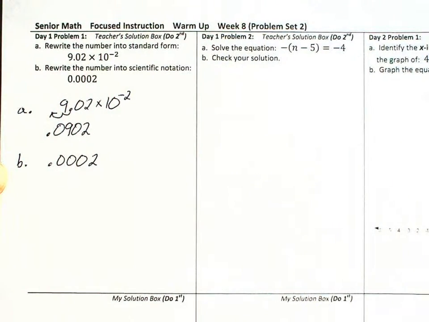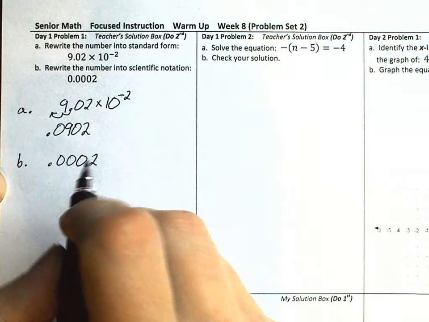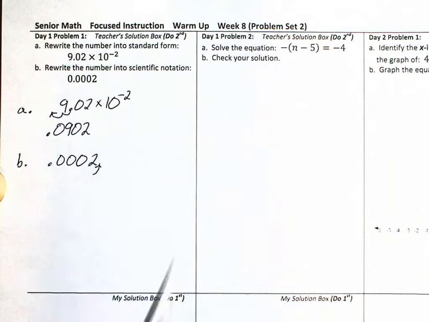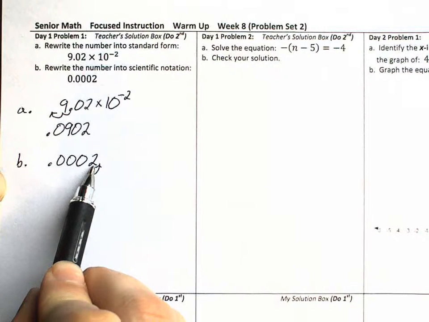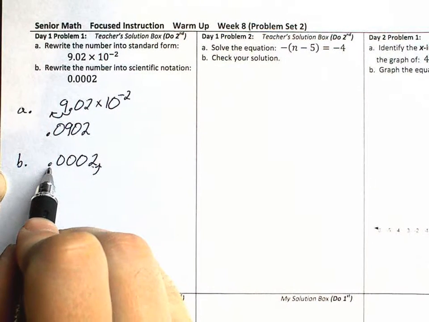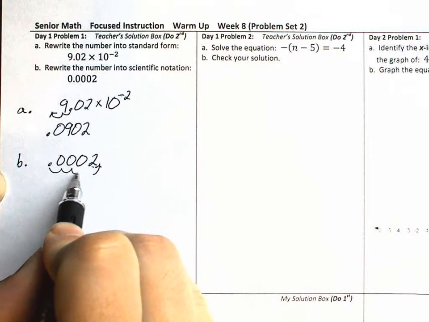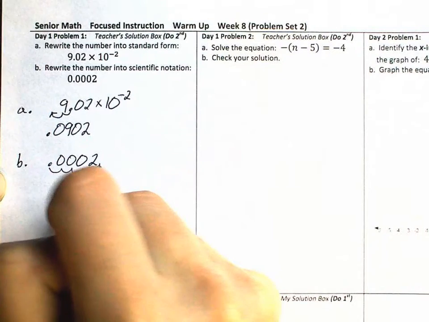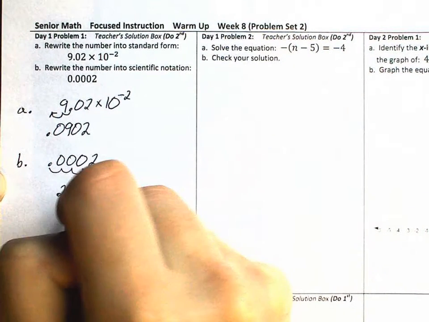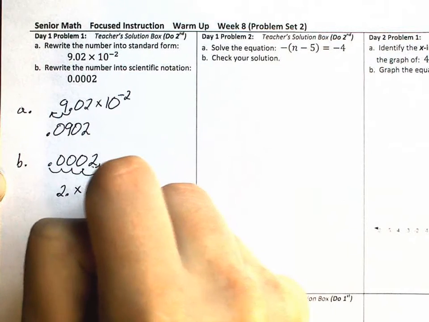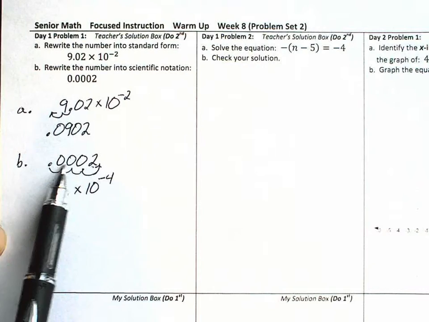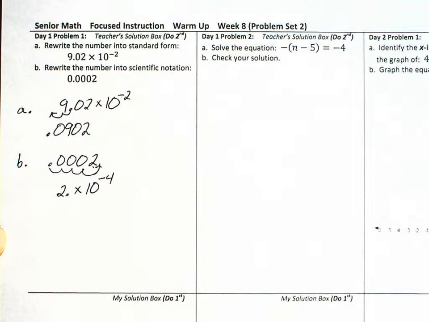Question B. Here's the number 0.0002, and we need to change this standard decimal number into scientific notation. So we want to have one non-zero number in front of the dot. That means the dot needs to go here so that this number is the number in front of the dot. And that means the dot needs to be moved 1, 2, 3, 4 spots to the right. So 2, then the decimal point, times 10 to the -4 power. Negative exponents are needed to represent small decimal numbers in standard form.